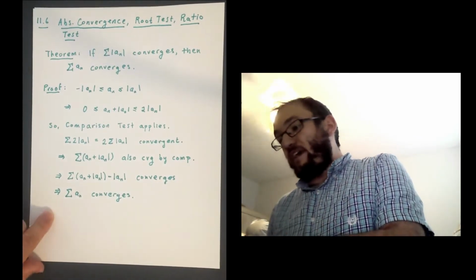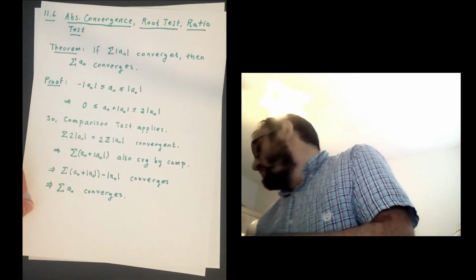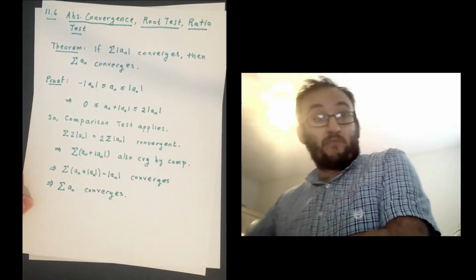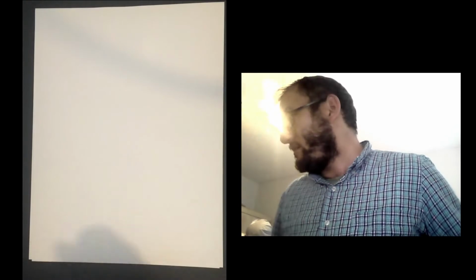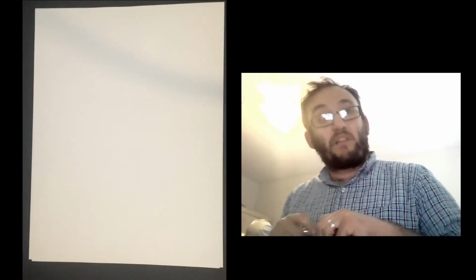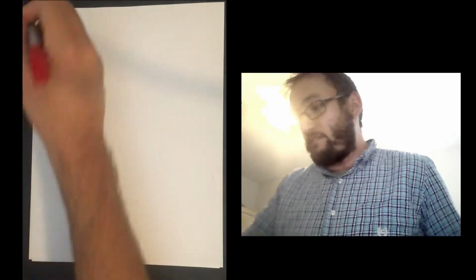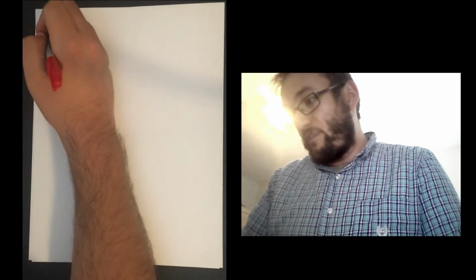So that's why whenever we have a series which converges absolutely, we can assume that it converges no matter what signs you attach to it. Okay. Now we're going to go through a couple of tests that we can use to determine absolute convergence. We'll start with the ratio test.